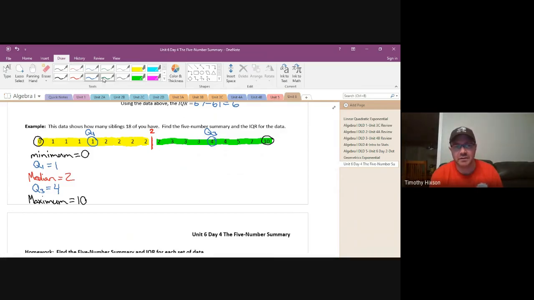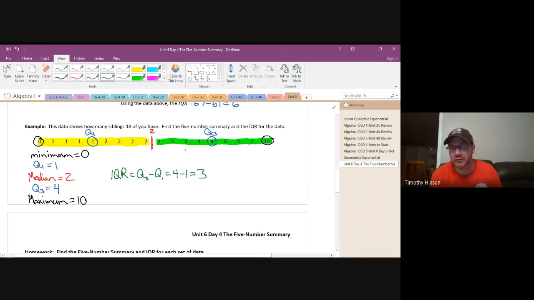Finally, I need to know what the IQR is. IQR equals Q3 minus Q1. So that is 4 minus 1, which equals 3. And again, that represents our middle 50%. So that means that 50% of the students have between 1 and 4 siblings.